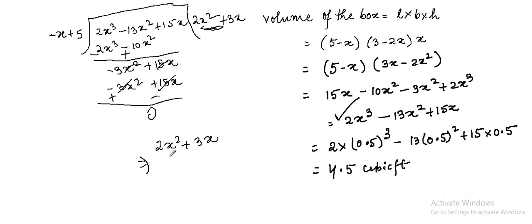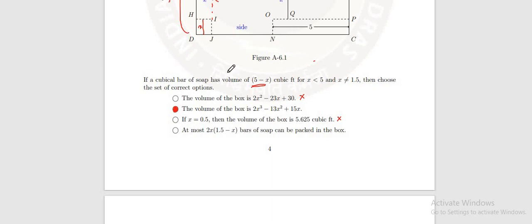Here minus will be present. Sorry, here minus will be there. Take out 2x common. You are going to get here 1.5 minus here x. So yes, the at most soap that can fit in this box is 2x into 1.5 minus x. So this option is absolutely correct. So the correct options that we have obtained are B and D.